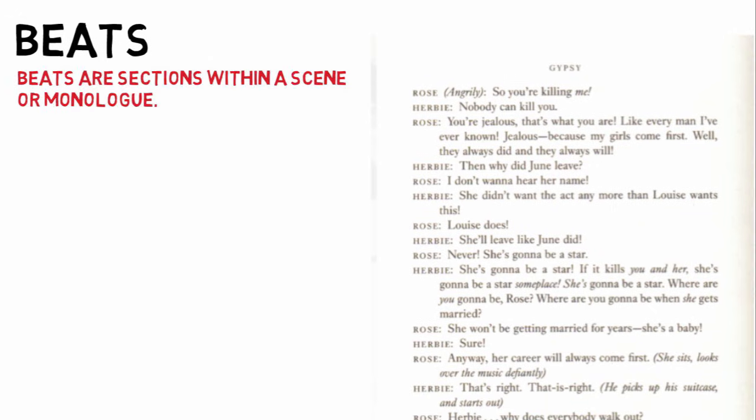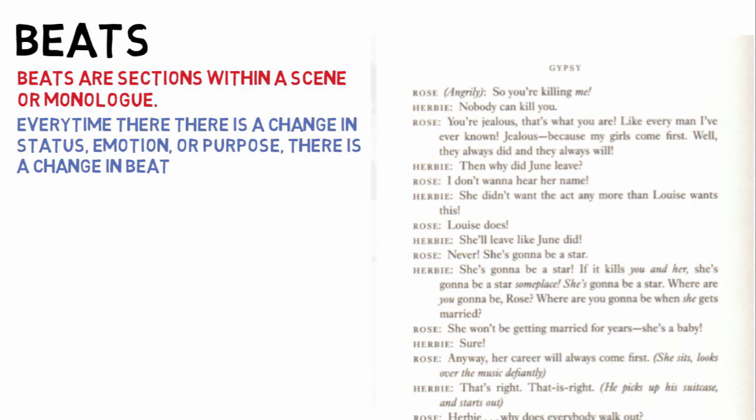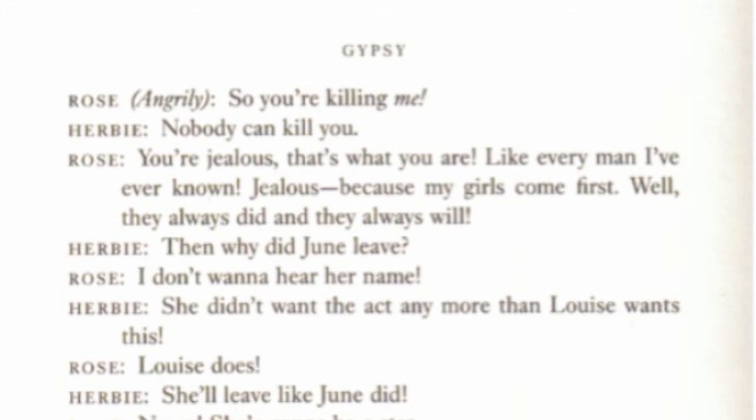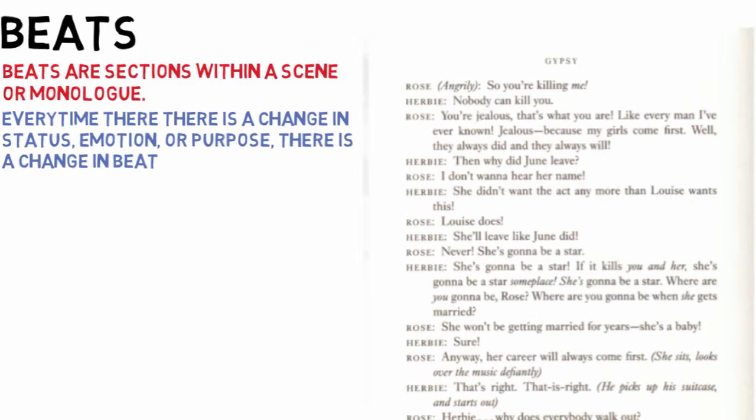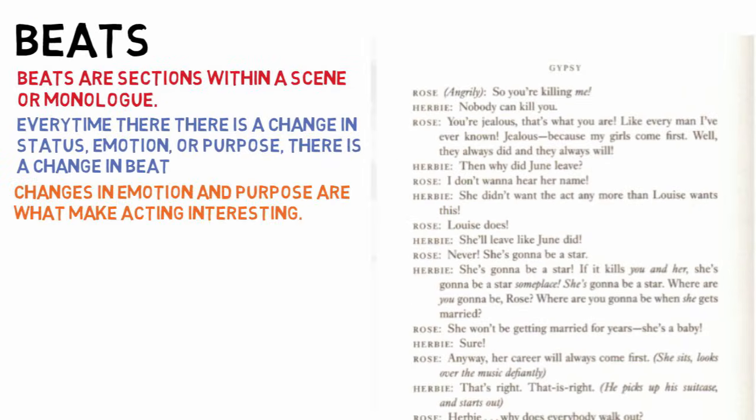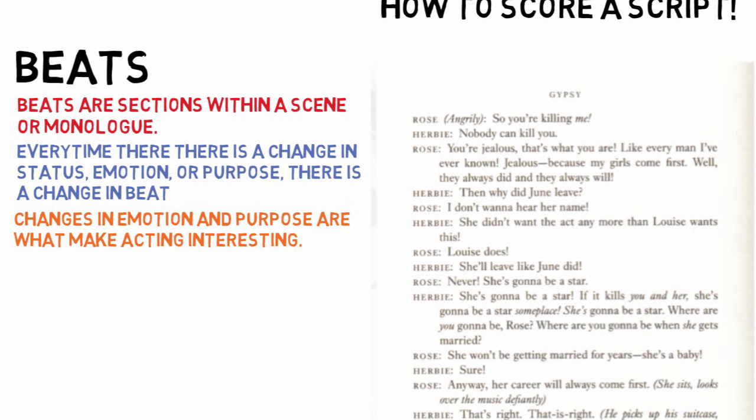Beats in the beginning are where the actor pauses and changes during a scene or monologue. However, beats are much more than just pauses. Beats are sections within a scene or monologue. Every time there is a change in status, emotion, or purpose, there is a change in beat. Deciding where the beats are in your scene or monologue is an important step in deciding how you will perform your scene or monologue. Changes in emotion and purpose are what make acting interesting.